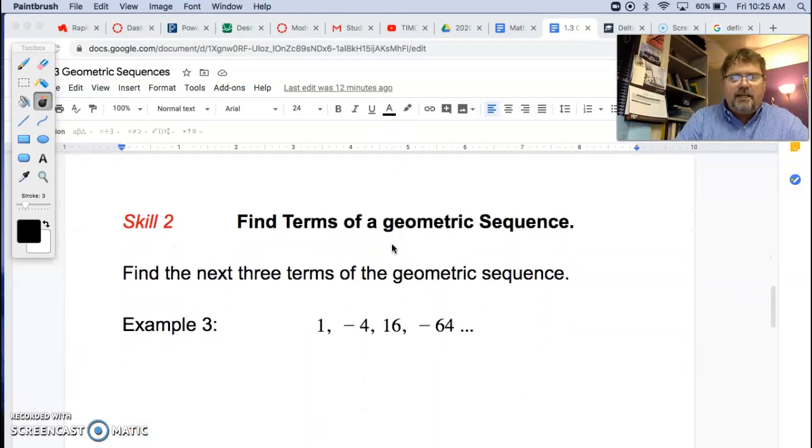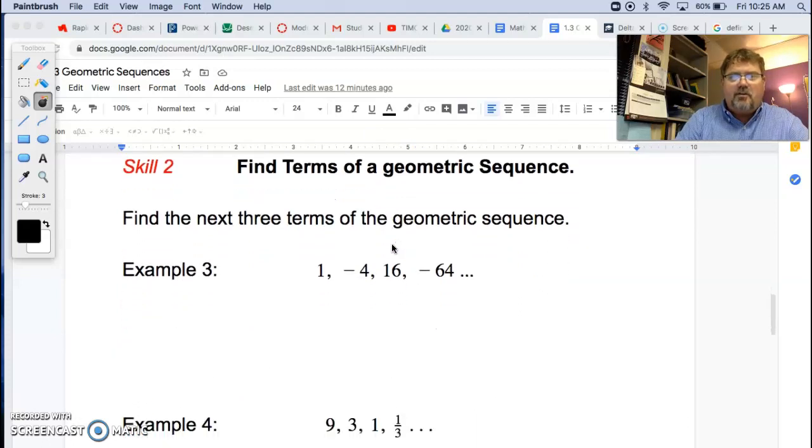So another skill we're going to need is finding the terms. Find terms of a geometric sequence. Just like we did with arithmetic, we need to be able to predict terms, and they always start us off by predicting like the next 3.